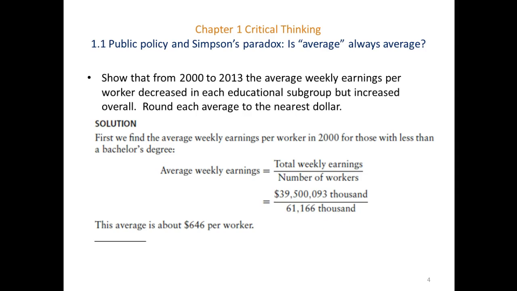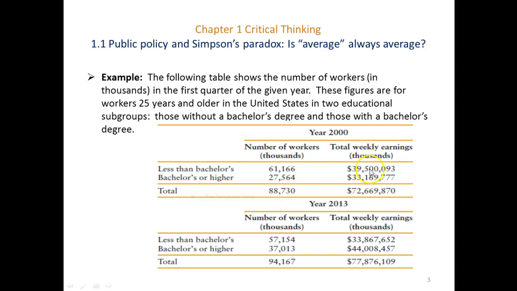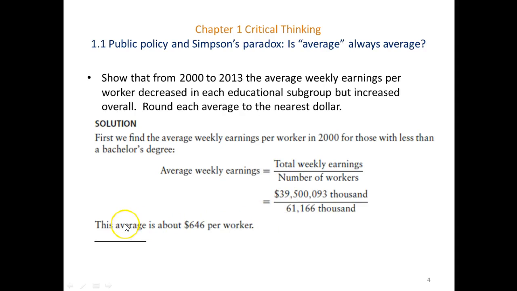Show that from 2000 to 2013, the average weekly earnings per worker decreased in each educational subgroup, but increased overall. Round each average to the nearest dollar. As I mentioned in the previous slide, we first find the average weekly earnings per worker in 2000 for those with less than bachelor's degree. We have average weekly earnings equal to total weekly earnings divided by number of workers. Let me go back by the slide. We have this number divided by this number. The average is about $646 per worker.